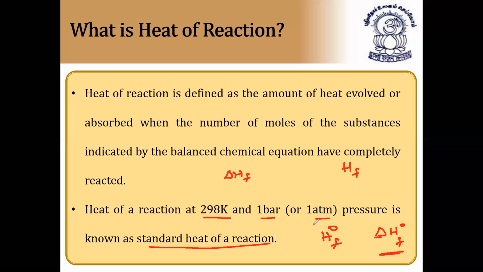So these are the terminologies. Terminology is very, very important. So heat of reaction at 298 kelvins and 1 bar pressure is called standard heat of reaction, and it is denoted by the letter H degree F. And enthalpy change in standard heat of formation is delta H degree F. What is heat of formation, HF? What is the enthalpy change in heat of formation? Delta HF. Delta HF is called enthalpy change in the heat of formation.